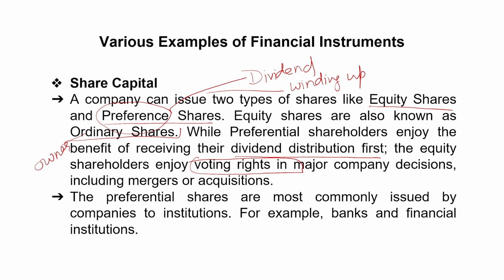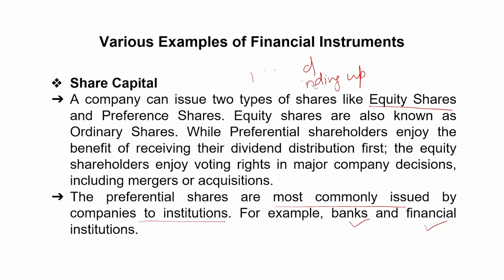So, the preferential shares are most commonly issued by the companies to institutions. For example, banks and financial institutions try to enjoy this right on their investment. When they are ready to invest, they invest with a condition that they get the dividend right first and participate in assets first at the time of winding up.